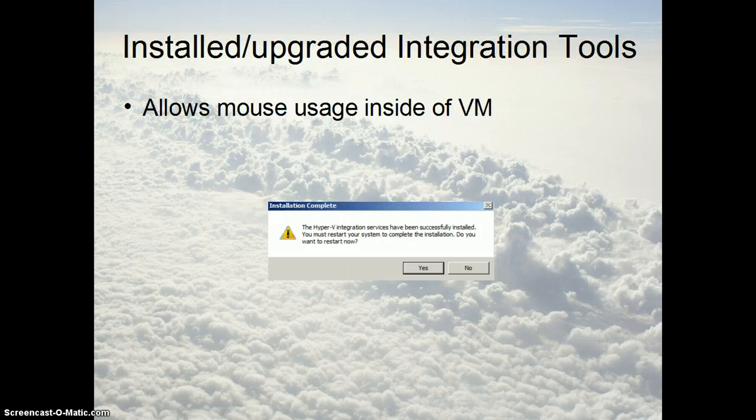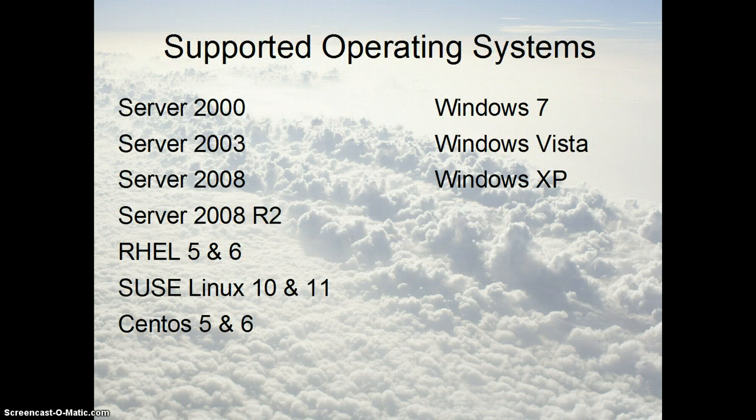So on that server, I installed and upgraded integration tools on the Windows Server 2008 R2 VM. This allows your mouse control in your VM, as I had previously said, but it also has some added backup options for Volume Shadow Copy Service. And after you install the integration services or upgrade them, you have to restart the VM. So I did that.